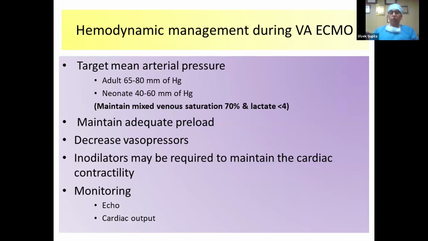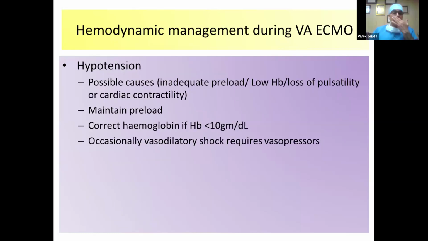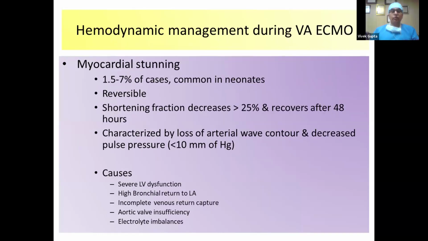Regular monitoring with echocardiography is crucial during VA ECMO management. If there is hypotension during VA ECMO, you have to look for a cause. Most of the time, it is bleeding, a drop in hemoglobin, inadequate preload, or loss of pulsatility or cardiac contractility. So ensure adequate preload, correct hemoglobin if it is less than 10, and sometimes we need to add vasopressors if there is a vasodilatory shock because of the systemic inflammatory response.